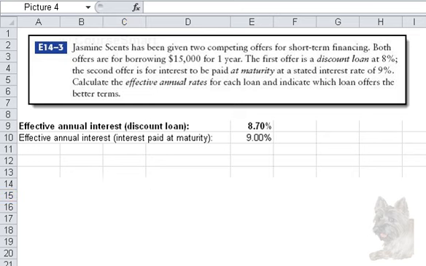But I do want to make one other point. Jasmine Sense, although they should take the discount loan since it has a better interest rate, if they actually need the $15,000 rather than the $13,800, the $15,000 less the $1,200, then they need to borrow more to come up with the difference. So what's happening is they're really only getting 92% of the loan because with a discount loan, they're taking the interest out right off the bat.